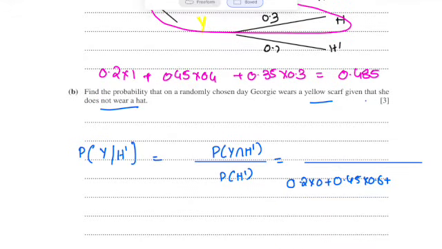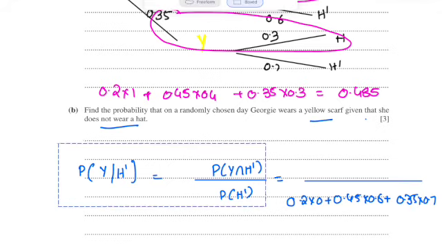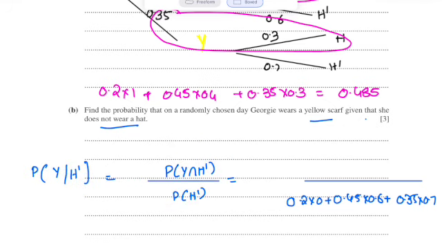Yellow and not wearing a hat will be 0.35 times 0.7. So that's going to be the answer. So for the denominator.